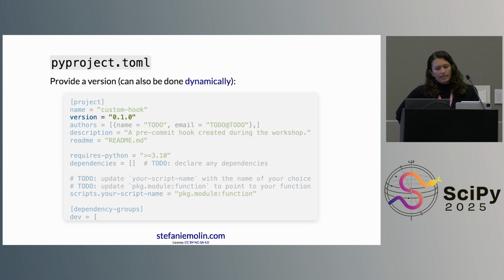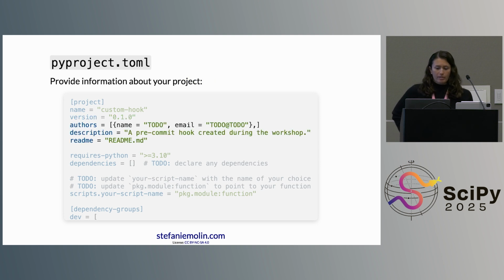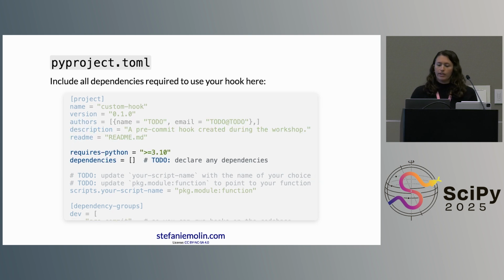You'll have the version of the hook. You'll have metadata about the project, so who's the author, what does it do, right? What's the README? You need to declare what version of Python your project will work on. So here this says anything that's 3.10 and above, it'll work. The dependencies is a list of all the external dependencies, so anything outside of the standard library that you need to run your hook. So if you have no dependencies, you can leave it empty, but if you have anything, they have to go in there.